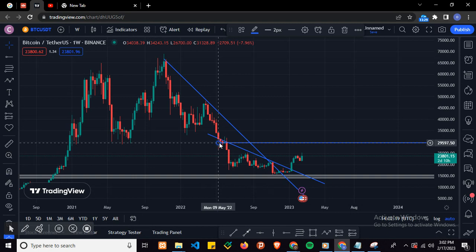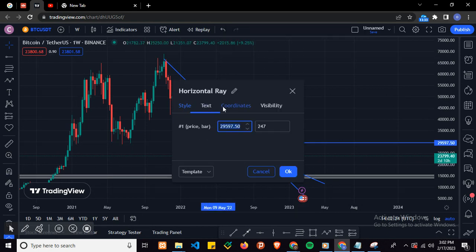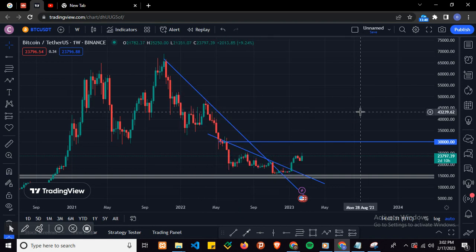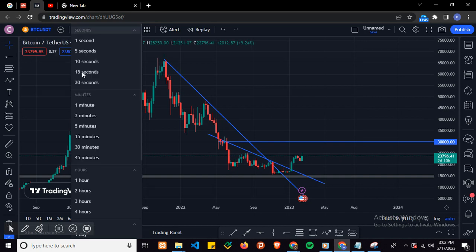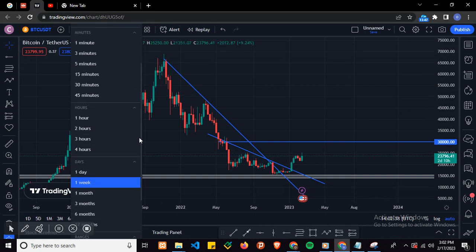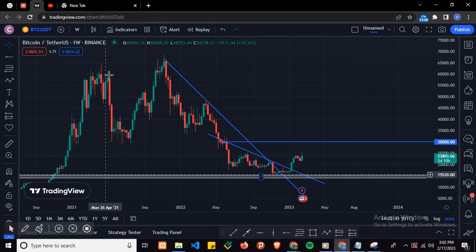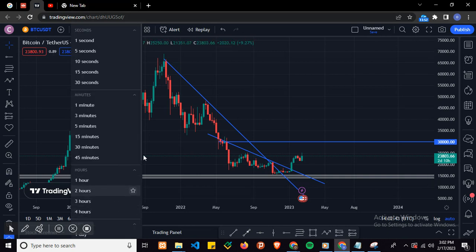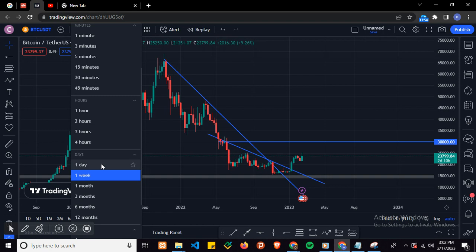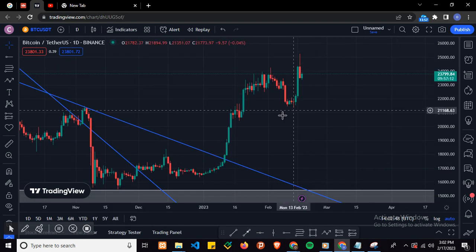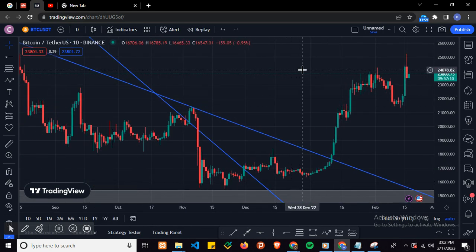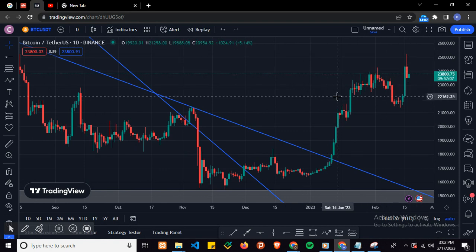This one, let me put it here. Coordinate 30,000. Okay. So let's see what's also going on in the weekly time frame. Okay, this is weekly, so daily. I'm going to stop at the daily time frame, then move on to Ethereum. I don't want to go below the daily time frame. That's what's going on in the daily time frame.